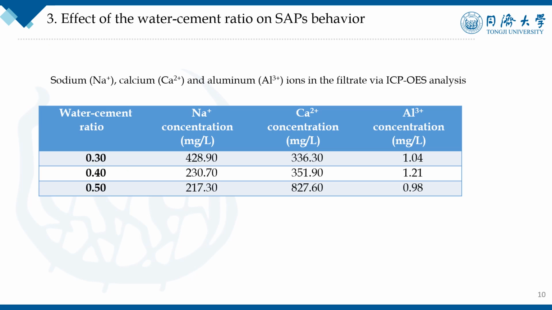So, what happened when we changed the water to cement ratio? This is the result for the pore solutions. We can see that when we increase the water to cement ratio from 0.3 to 0.4, the primary ions, sodium and calcium, both decrease, so the water absorption of SAPs increased. However, when the water to cement ratio further increased, the concentration of calcium increased a lot, and the calcium can combine with the SAP structure and increase the cross-linking degree of SAPs, so the water absorption was inhibited.